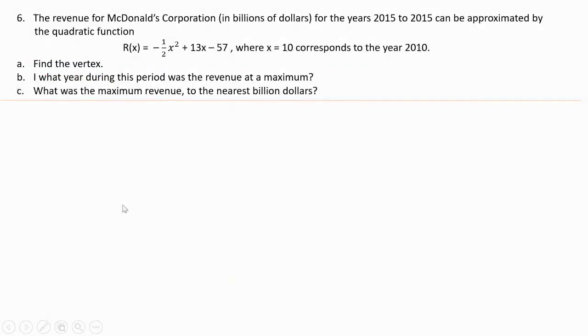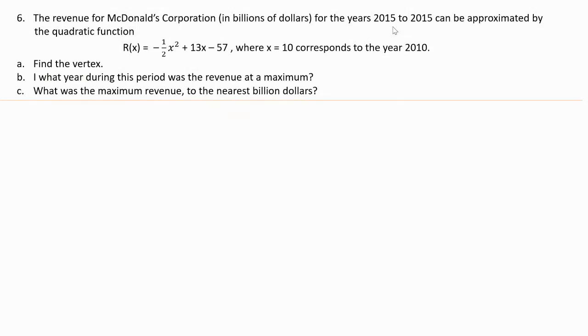Now let's do number 6, how a quadratic function is applied in real life. So here's an example how it can be applied. On number 6, it states the revenue for McDonald's Corporation in billions of dollars for the years 2015. Because there's also a mistake here. It's supposed to be 2010 to 2015. Can be approximated by the quadratic function r of x equals -1/2 x squared plus 13x minus 57, where x equals 10 corresponds to the year 2010.